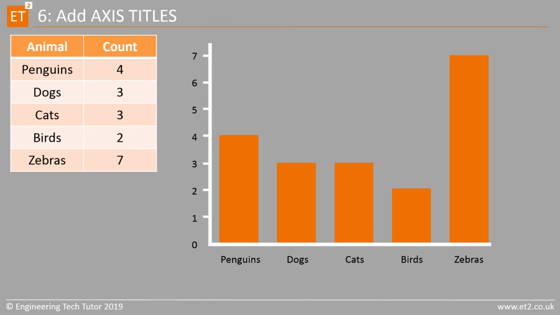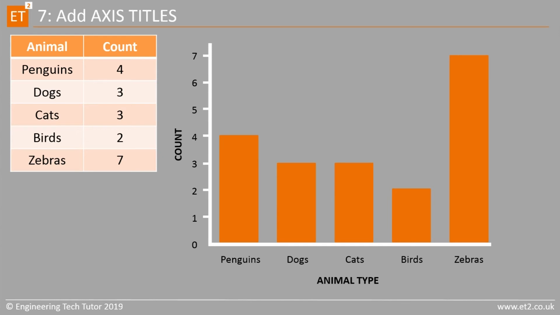But we're not finished yet. The next task is to add the titles. First of all, we label the horizontal axis. As this is showing types of animals, we should write a label that describes that. So let's write animal type on the horizontal axis. As this is a bar chart of how many animals we've seen, we should probably put a title like count or number on the vertical axis.